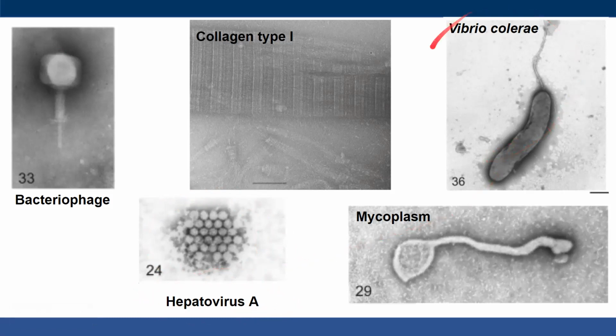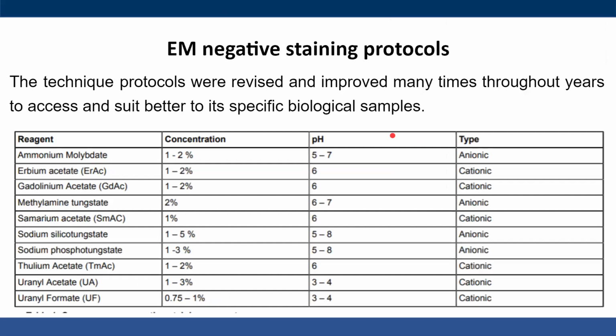We can see bacteria too, the structure of Vibrio cholerae. And here we can see the mycoplasma, which is another type of bacteria that usually contaminates cell cultures. It's a young mycoplasma, which is very small. We cannot see it with optical microscopy. And here we also have a huge macromolecule, which is collagen type 1 of rat tail. So we can use this type of technique with a lot of things.